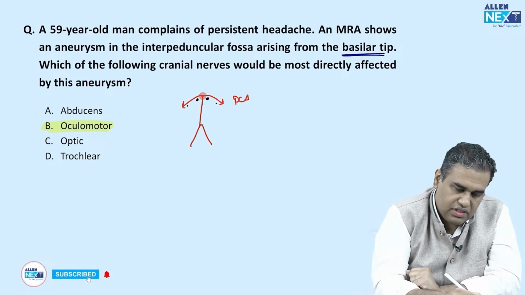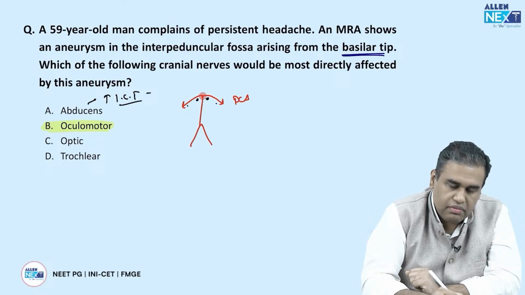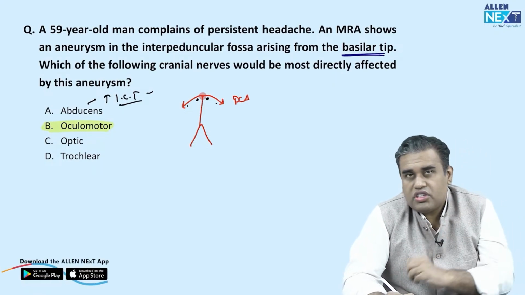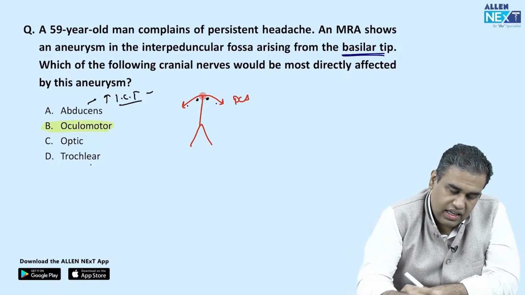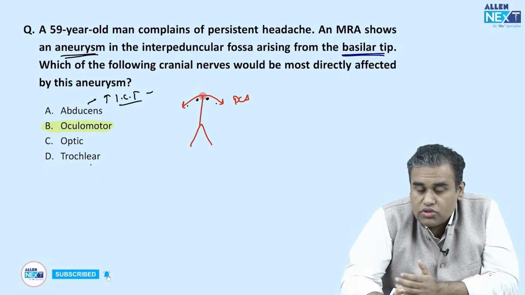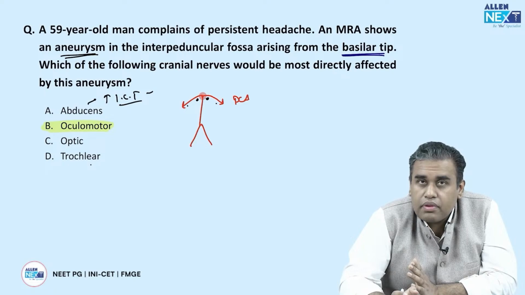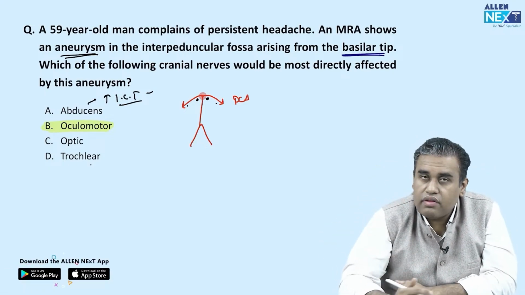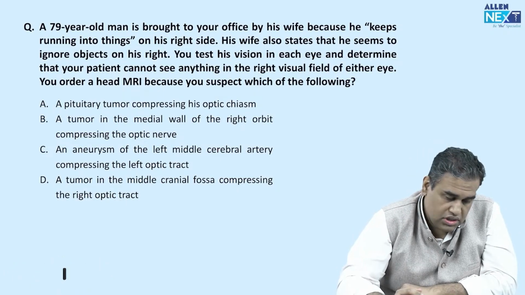The abducens nerve is the sixth nerve that is commonly involved in increased intracranial tension. Remember, for the optic nerve, we all know the visual field defects. The trochlear nerve again might be involved in aneurysms, but not at the basilar tip, rather on the sides, because it is coming from behind. Okay, we have seen the image. Let's see the next one. Okay, long question.